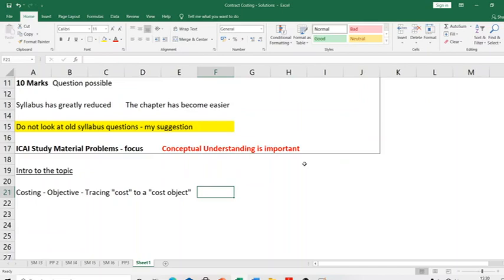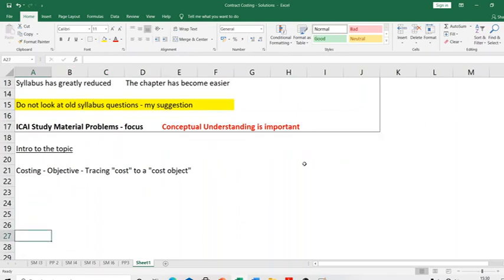But based on the cost object, the nature of cost could vary. Something which was an indirect cost when you're looking at one product as a cost object might become a direct cost if you're looking at one factory as the cost object, right? Something that was an indirect cost if you're looking at one factory as the cost object could become a direct cost when you look at the entire company as a cost object. So if you keep changing the cost object, the classification of cost as direct or indirect could change. But a cost object is anything for which you collect cost. And tracing cost to cost object is the general objective, I would say, or the high level objective of costing.